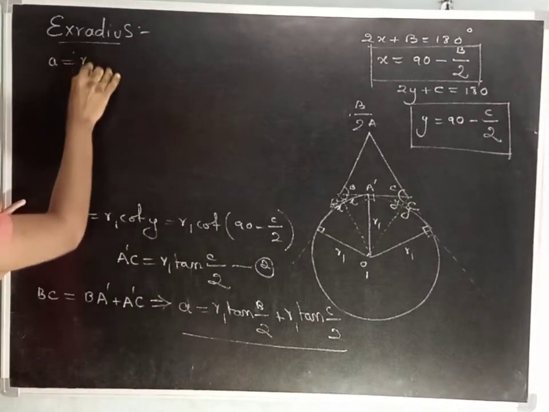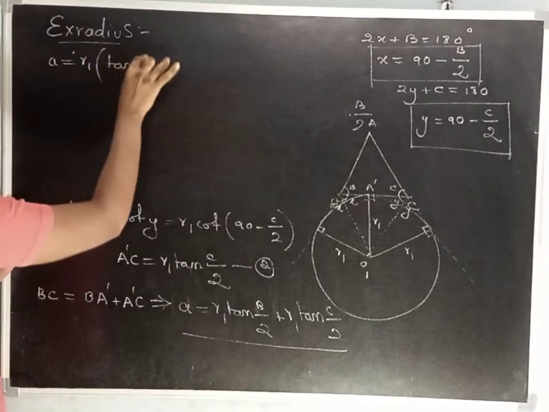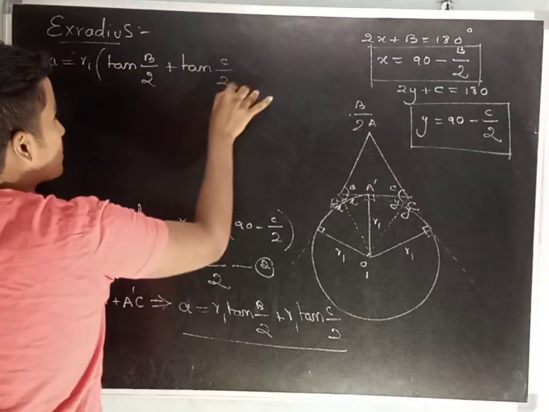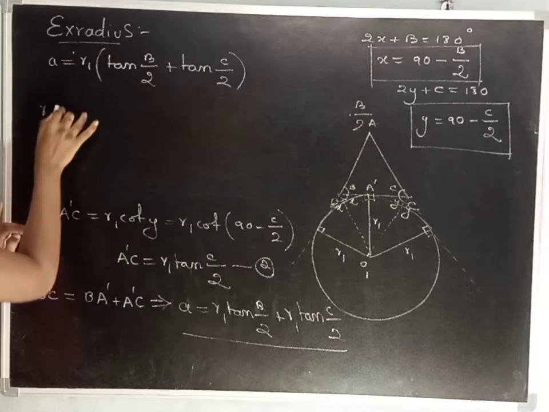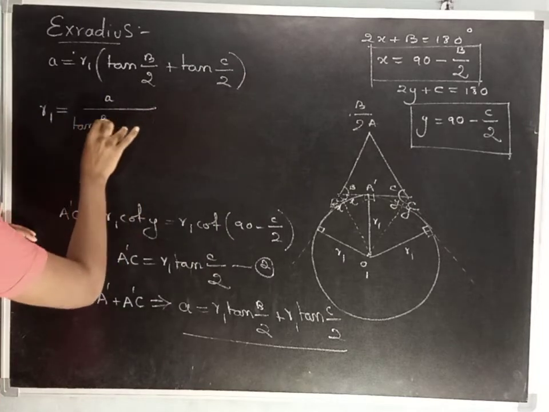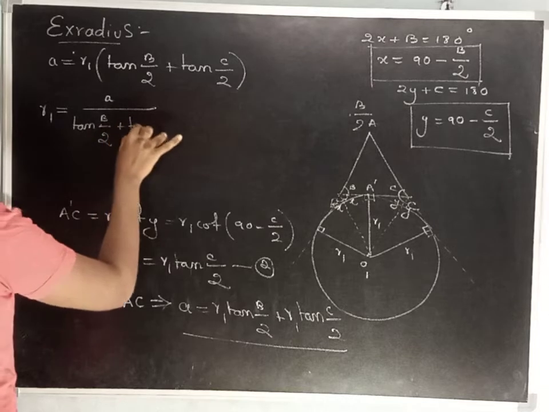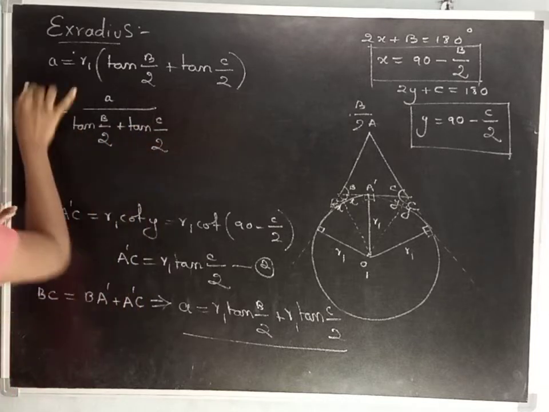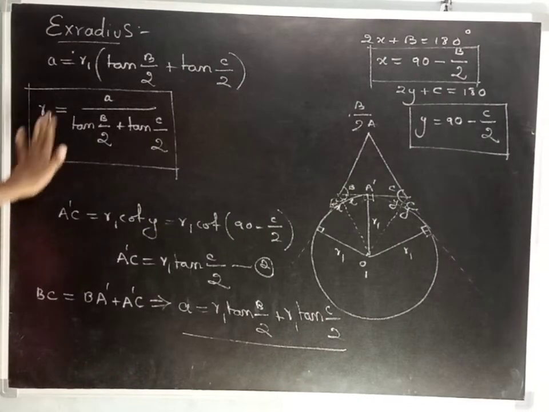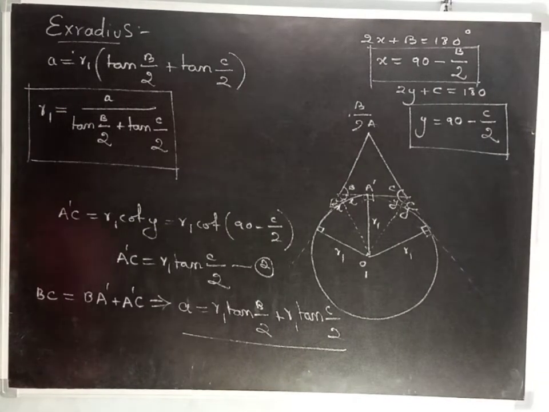A is equal to R1 into tan B by 2 plus tan C by 2. So R1 is going to be A by tan B by 2 plus tan C by 2. This is the first form.